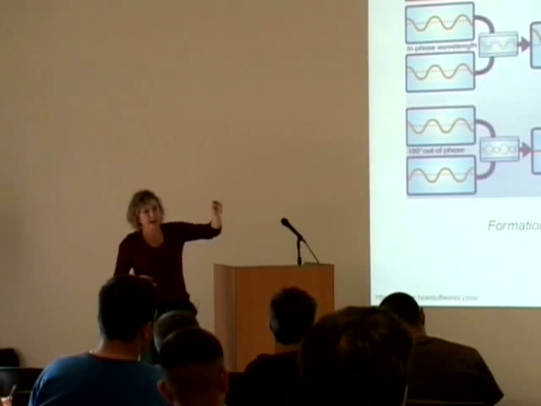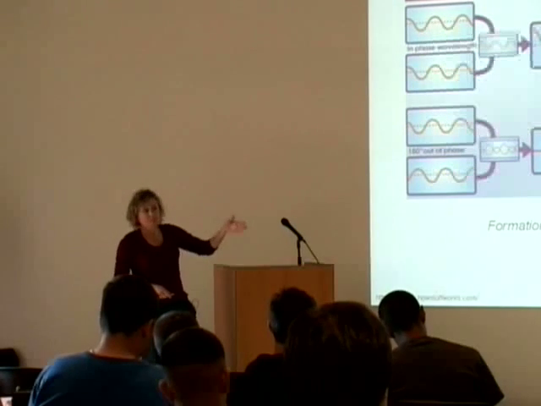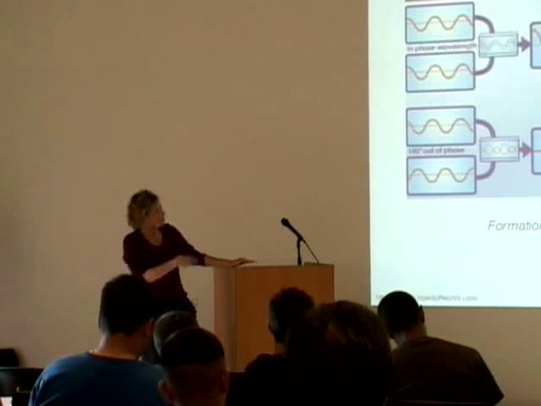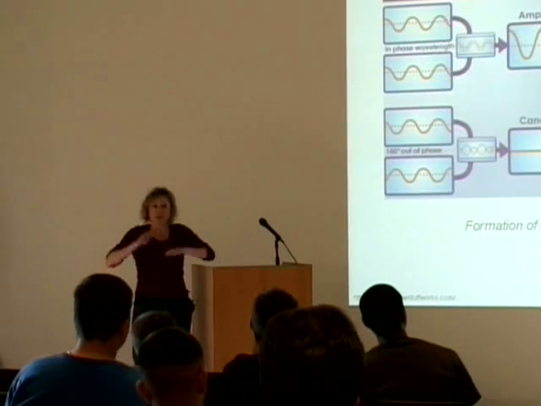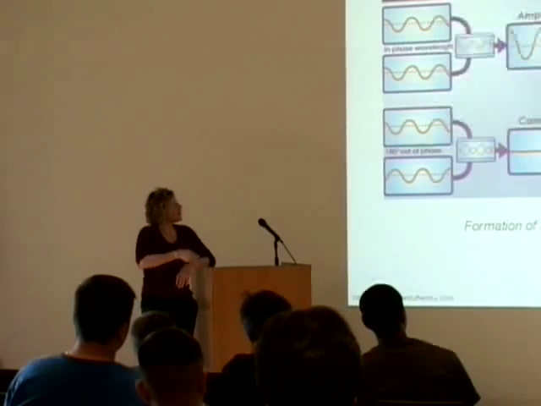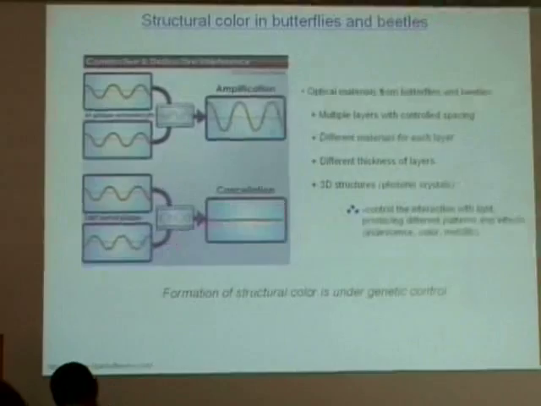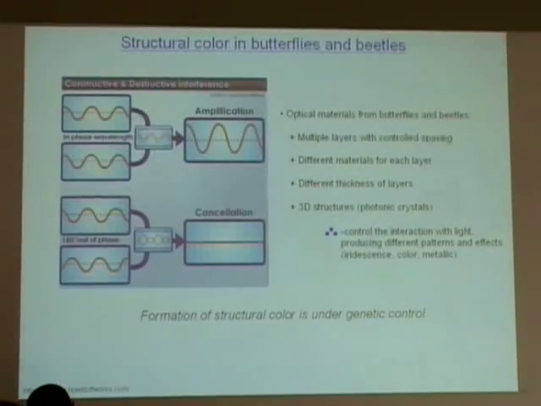That's why when Morpho is flying a half a mile away, you can see the spark off of his wing. If it was pigment, you wouldn't be able to see that. But because it's structural color and Morpho has a lot of these different layers, you're able to get this huge amplification, like turning up the volume on your headphones. So they do that. They also make layers out of very different materials, as well as different thicknesses of materials. And that changes how light interacts with them.